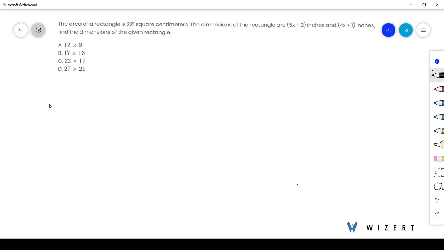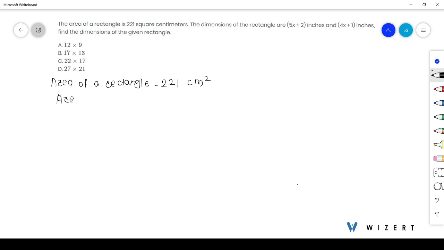Our question is, the area of a rectangle is 221 square centimeters. The dimensions of the rectangle are 5x plus 2 inches and 4x plus 1 inches. Find the dimensions of the given rectangle. Here we have given area of a rectangle is 221 square centimeters.